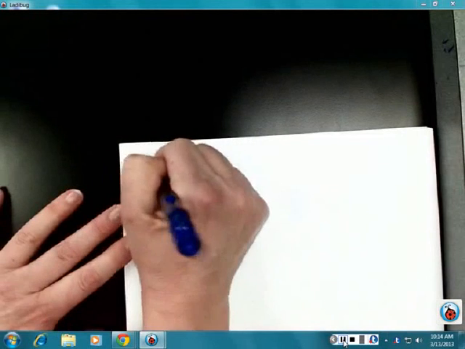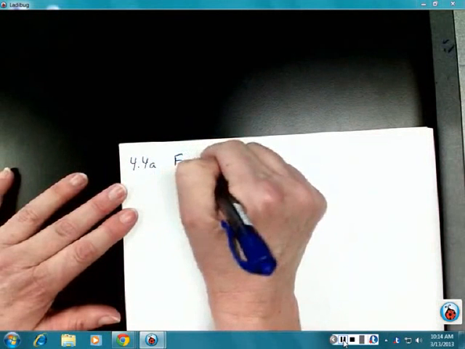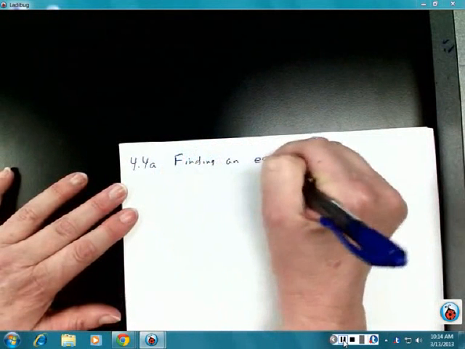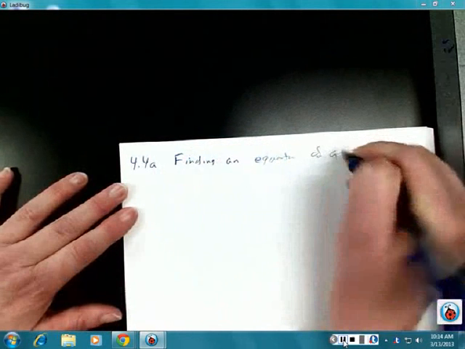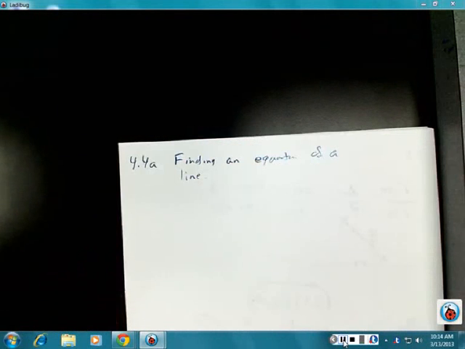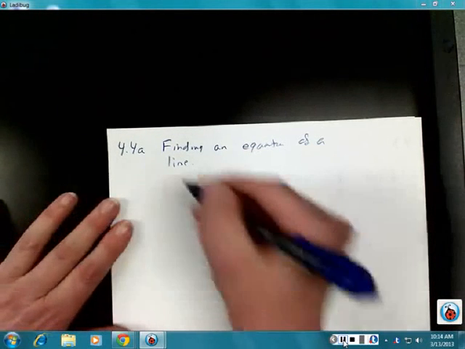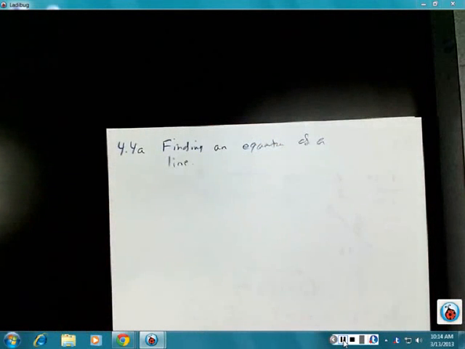4.4 is a combination. It has two pieces: 4.4a and 4.4b. In 4.4a, we're looking at finding an equation of a line. Before, in the other sections, we've been given the equations of our lines, and we have been using those to graph and to plot points and to come up with different values. This time around, we're going to see if we can find the equation of a line.